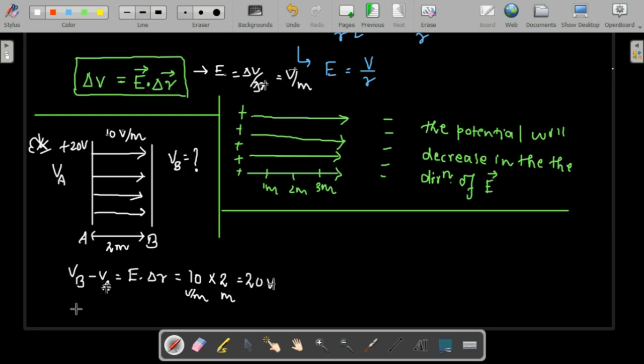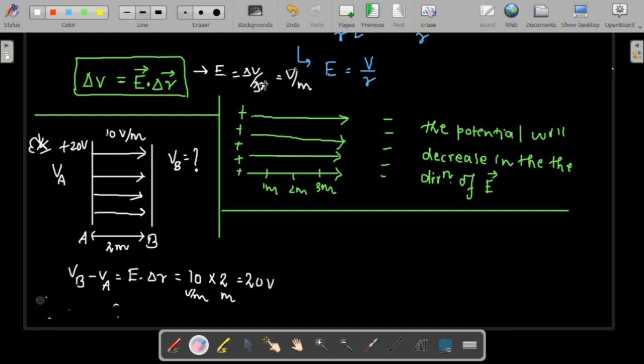So that is the potential difference. But the question is not to find out the potential difference, you have to find out what is the potential at B. So VB can be written as 20 plus 20. Okay, so we can actually think about this in this way, or let's not write down this. Let me tell you the simple concept.